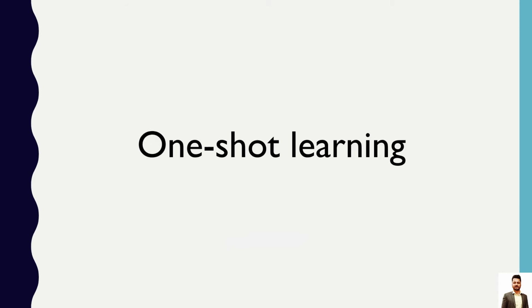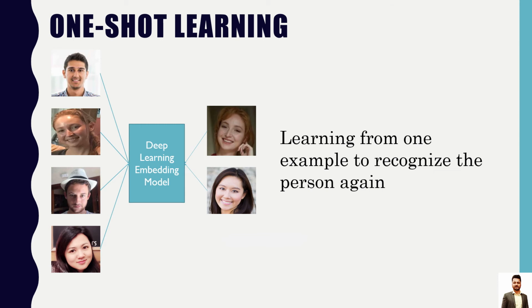Now one-shot learning. So what is one-shot learning? Learning from one example to recognize the person again. Now you have to use, let's say, a deep learning model. What you have is this database, and you have these photos, these images that you want to recognize. So let's say that you want to recognize this face.